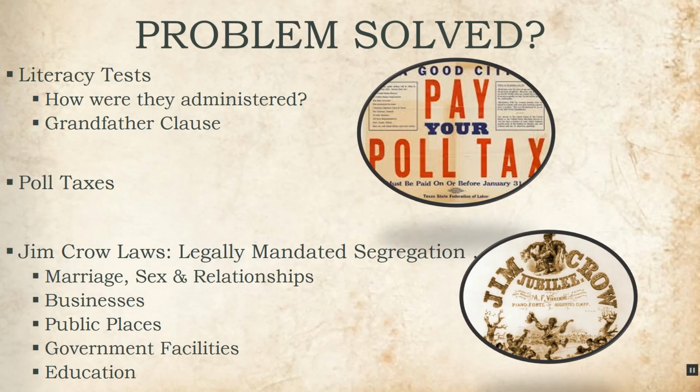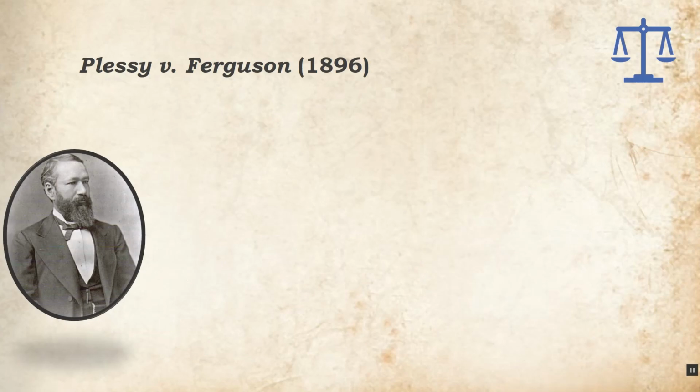Businesses and public gathering places, government facilities, and educational facilities were also told that whether they liked it or not, they had to discriminate. They had to segregate by race. They had to create separate facilities for whites and blacks, or really whites and anyone else. And these problems, again, they were very intransigent. They were very hard to get rid of. And it wasn't just the states, by the way. The federal government played its own role. It took part in this process.